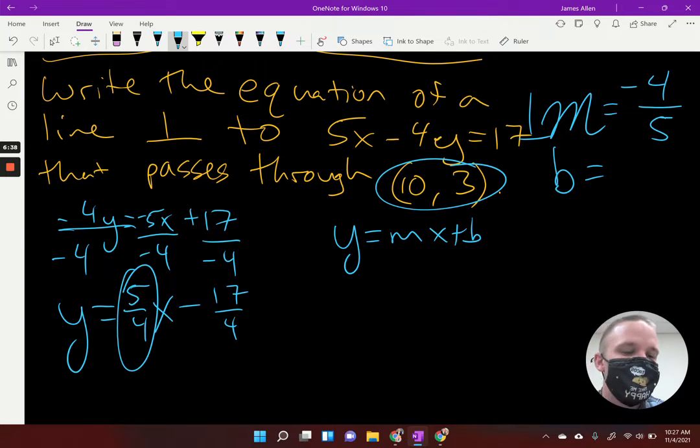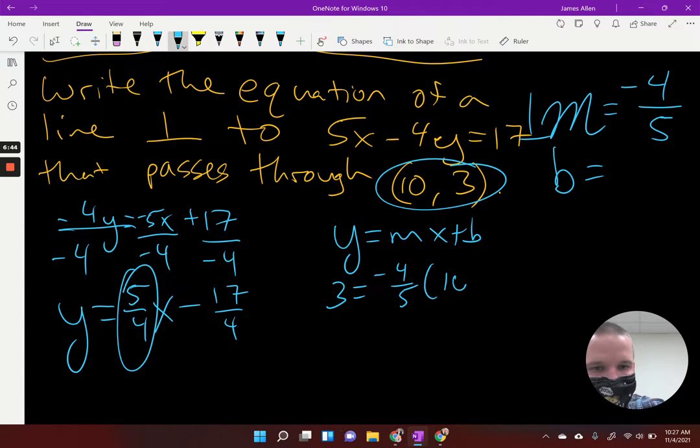Now I can use that point and that slope, plug into this equation here. So I get 3 for y, I get -4/5 for m, I get 10 for x, plus b.